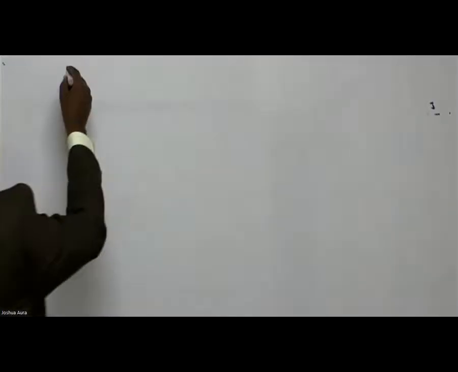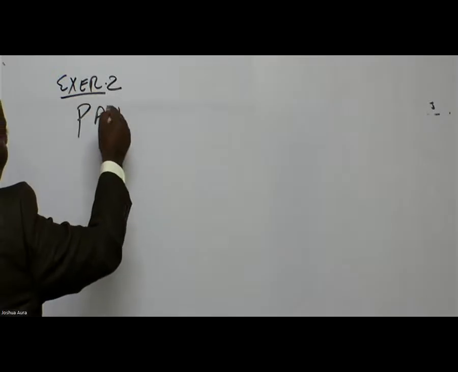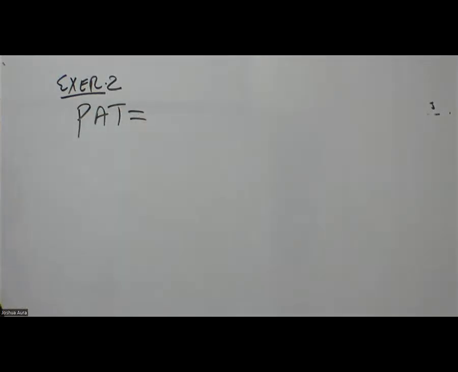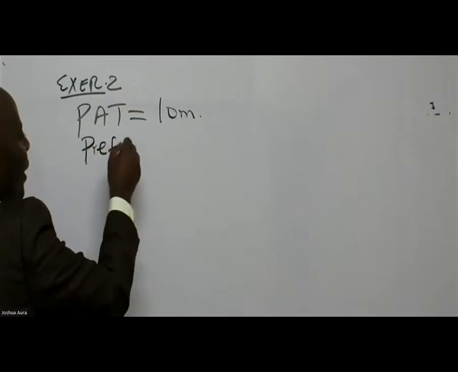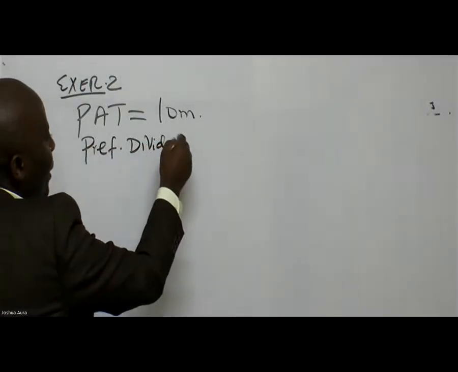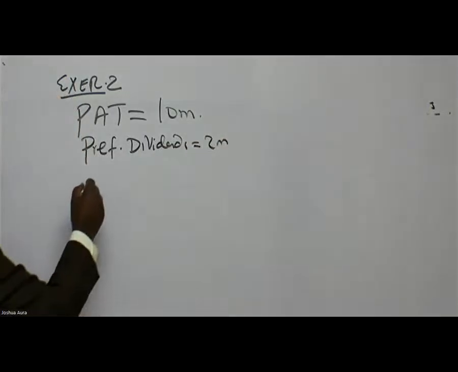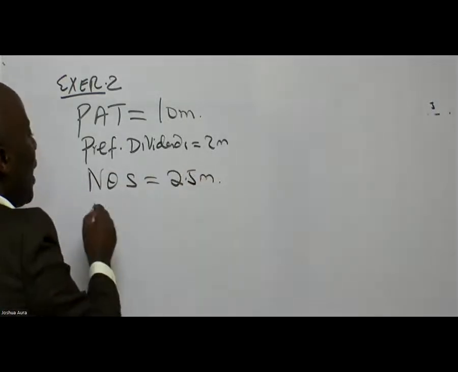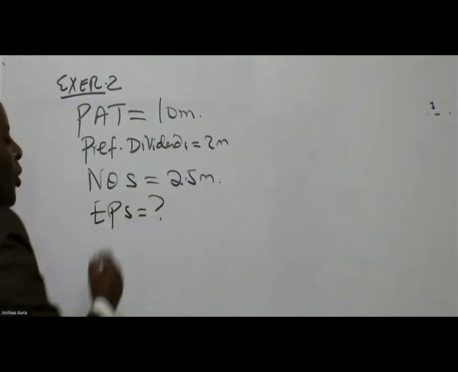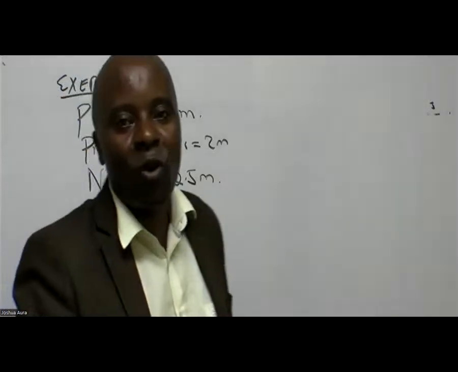Example number 2, we have profit after tax, which has been given as 10 million. And then we have preference dividends of 2 million. And then we have number of ordinary shares of 2.5 million. And then they want you to calculate EPS. I'm so sure that very many students will not be able to get this correctly.